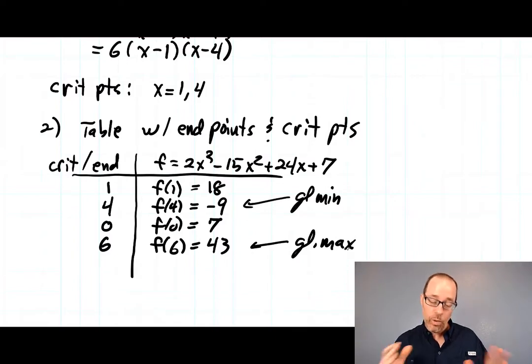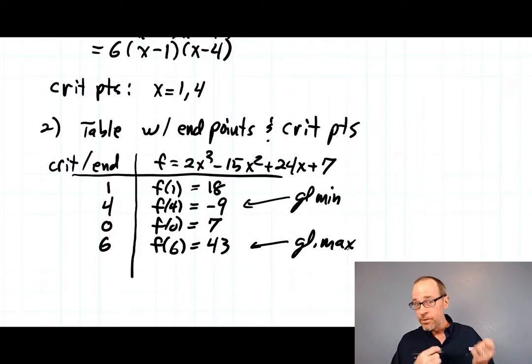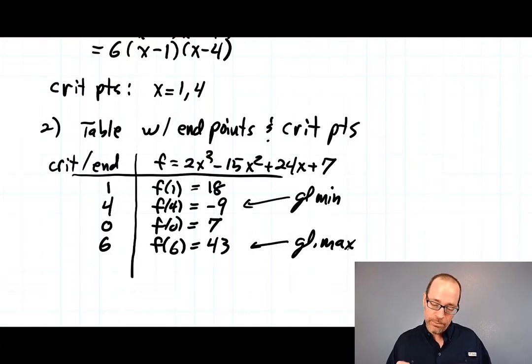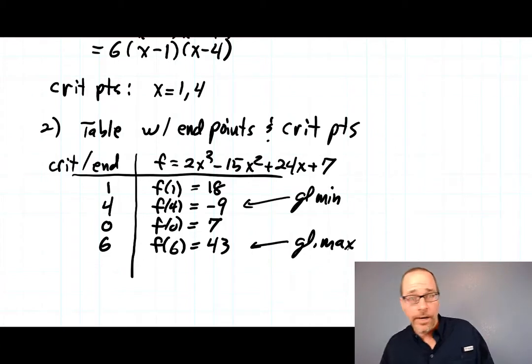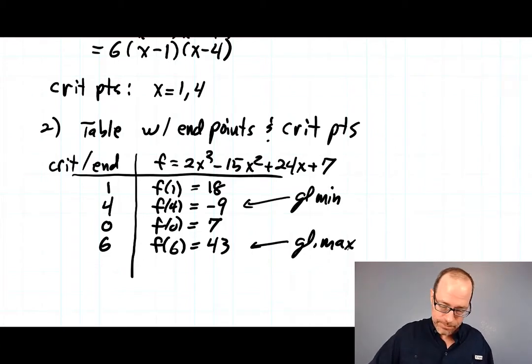So if they ask what is the maximum, the answer is 43. If they ask where the maximum occurs, the answer is it occurs at 6. Same thing for minimum. The global minimum is negative 9, and it happens at x equals 4. Okay? All right, let's do another example.